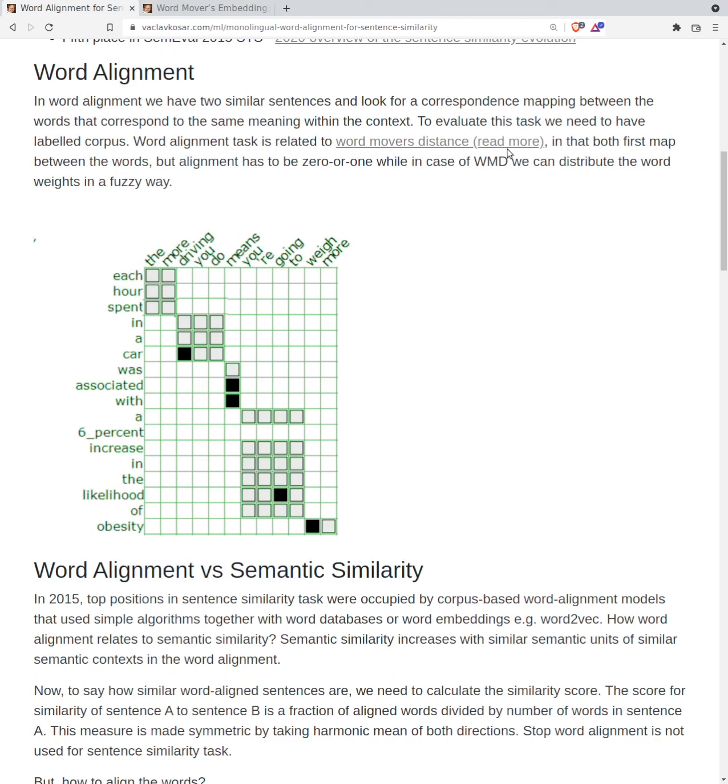So the word alignment is a similar task, right? I'm transporting the words as well in some way. I'm mapping the words as well, right? Except in word mover's distance, I need to also find some sort of optimal mapping, but it's a lot more fuzzy, and I need to say how much I will be transporting where. But here I'm just mapping. I'm mapping what corresponds to what, right? So that's word alignment, how it relates to word mover's distance or earth mover's distance.